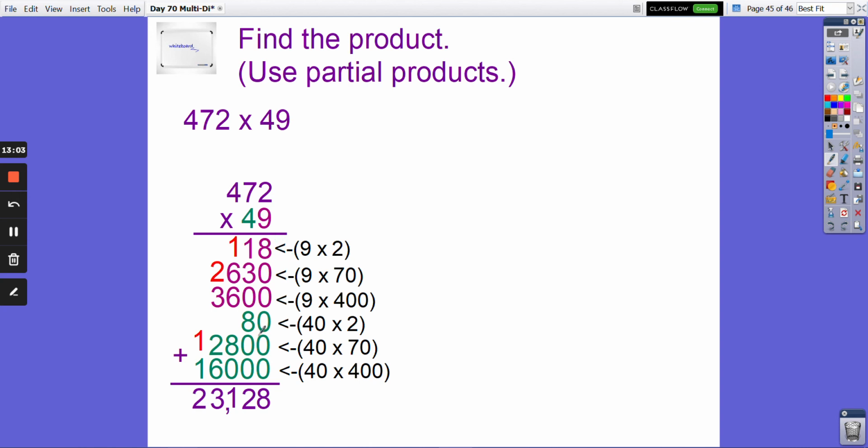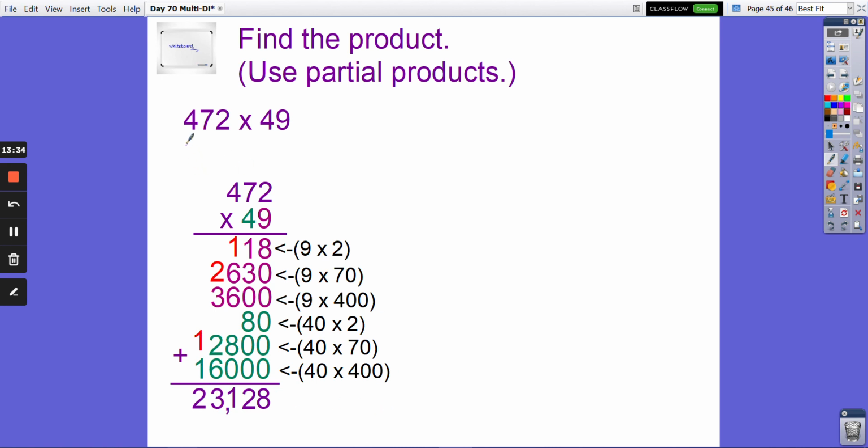We add down. 8 plus nothing gives me 8. 1 plus 3 is 4, plus 8 is 12. We regroup that 1, write down the 2. 1 plus 6 is 7, 7 plus 6 is 13, and 13 plus 8 gives me 21. Write the 2, write the 1. 2 plus 3 is 5, 5 plus 2 is 7, 7 plus 3 is 13. Regroup the 1, write the 3. 1 plus 1 is 2.